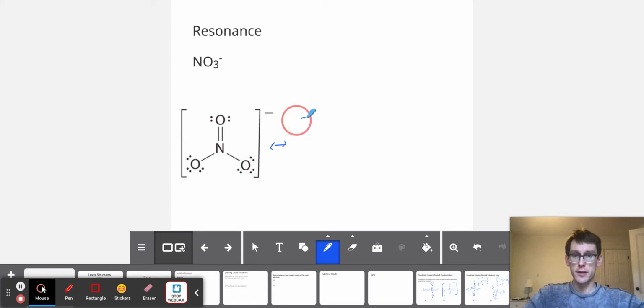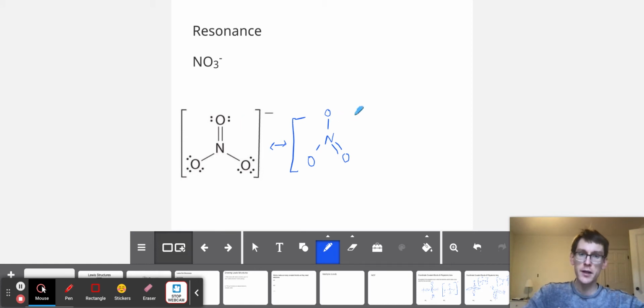The fact of the matter is that there are three equivalent resonance structures, and they are all equally valid, and the true structure of nitrate is actually an average of all three. And since all three of these are basically the same thing, it's exactly a perfect average. 33 and a third percent of this one, 33 and a third percent of this one, and the third resonance structure, 33 and a third percent this one as well.